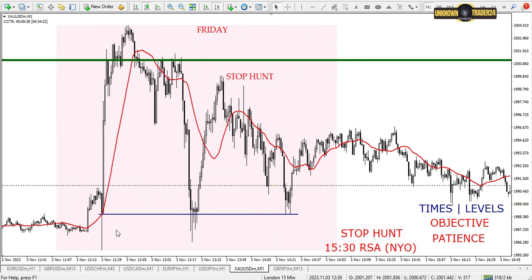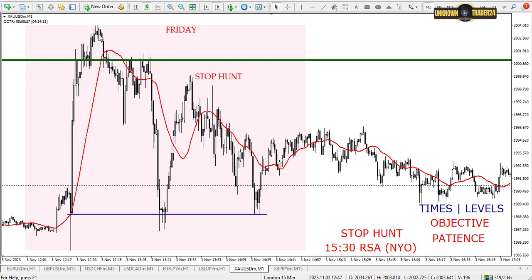Because news like non-farm are just explosive, and if you are using bigger time frames, then you will just see big candles. You won't even understand, or you won't be able to execute. So when there's news, I want to come to a 1 minute time frame.